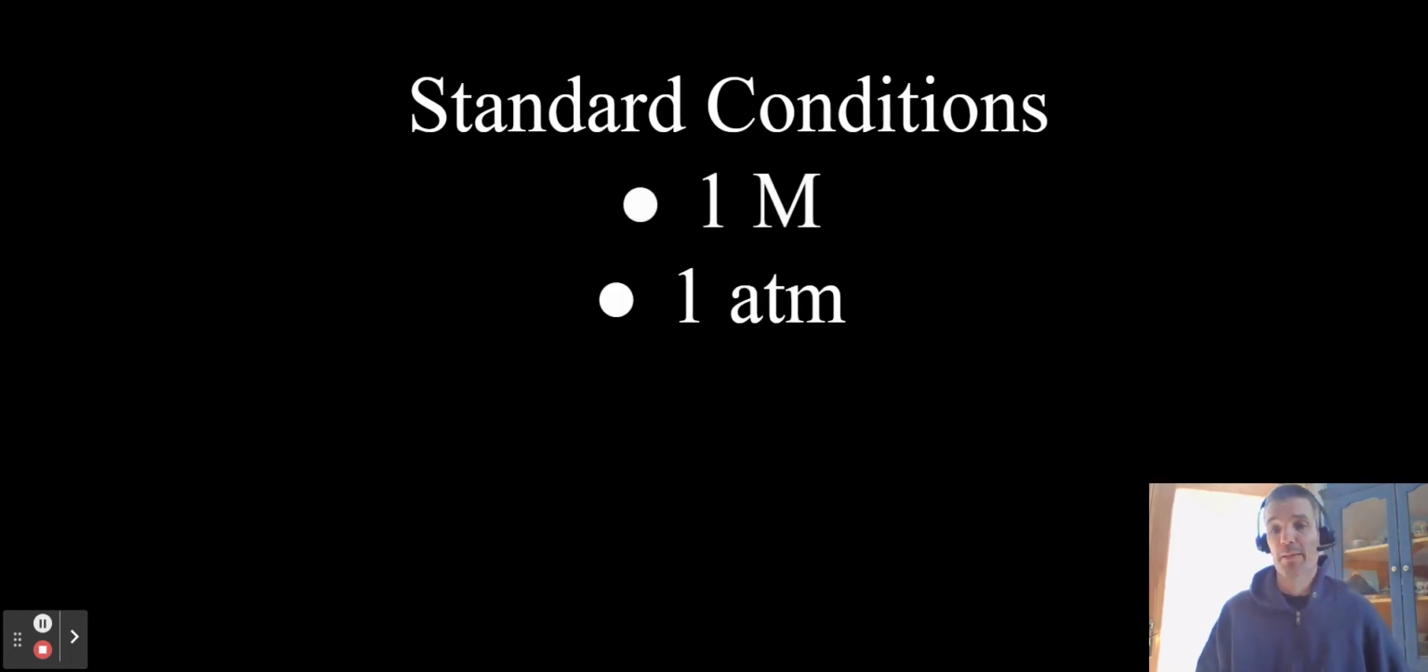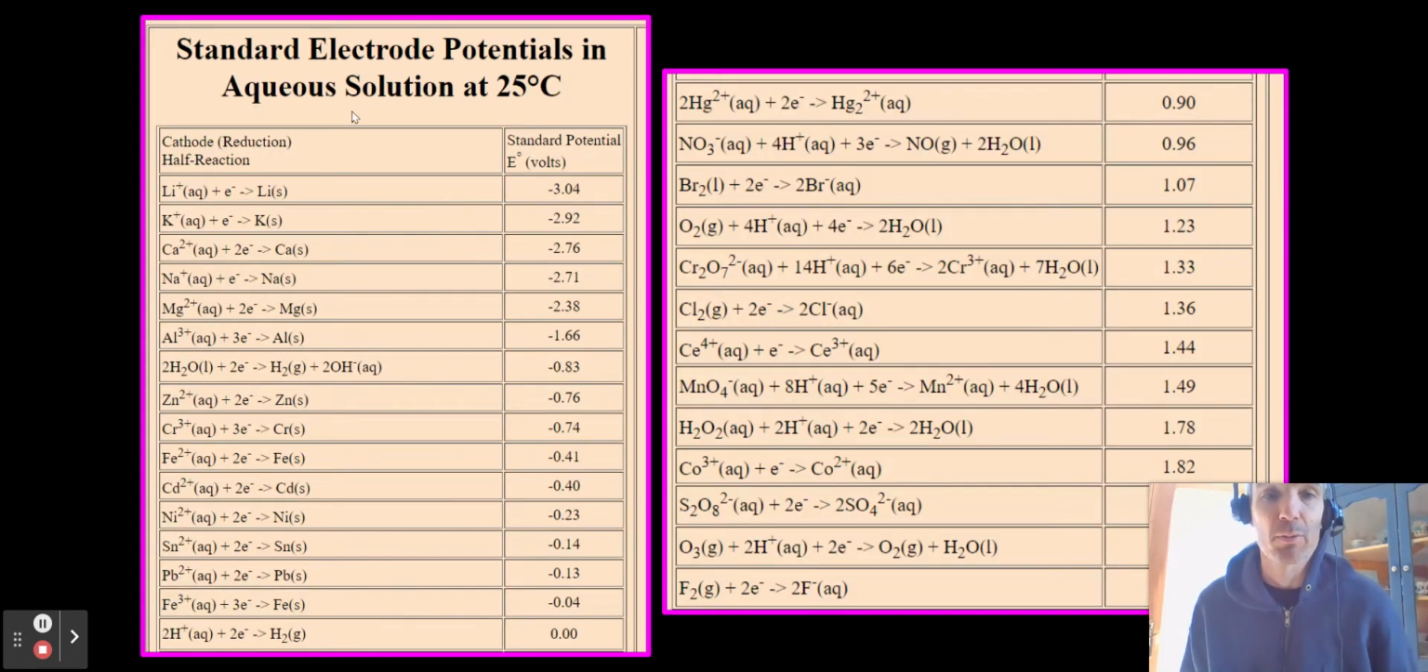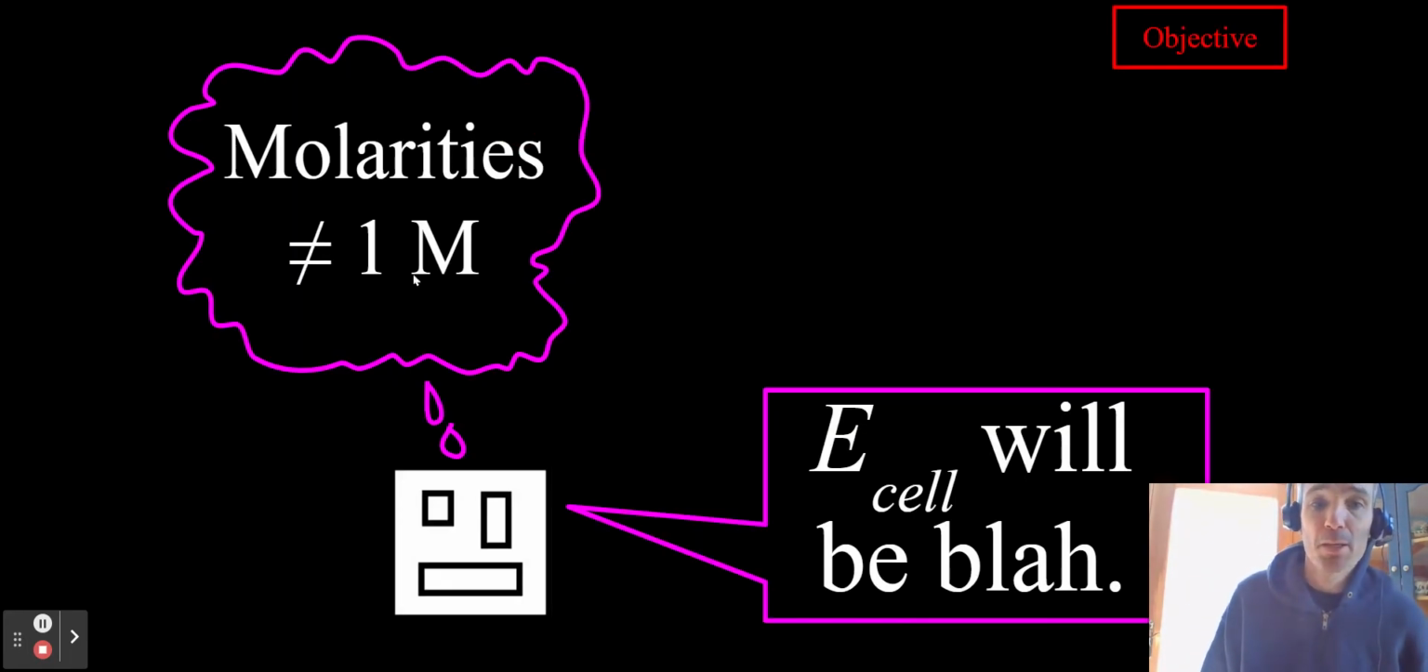Because standard conditions are when I've got 1 molar, 1 ATM for a gas. And essentially that means Q for these things is going to be equal to 1 because of these two conditions. And when we change it, we're going to want to predict it, because all of the standard cell potentials are for standard conditions. So when the molarities aren't 1, what is it going to be?